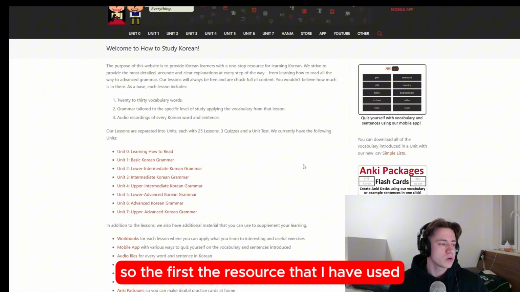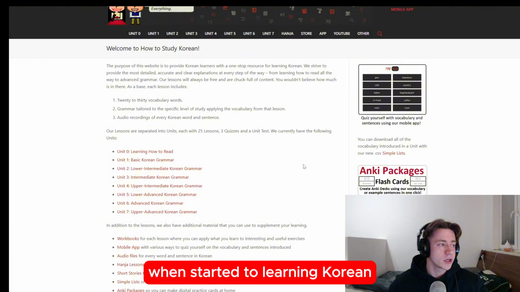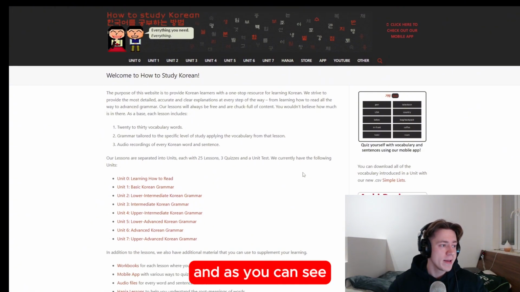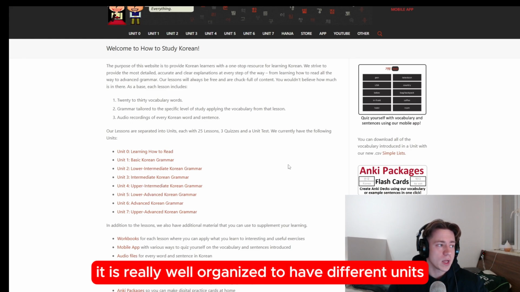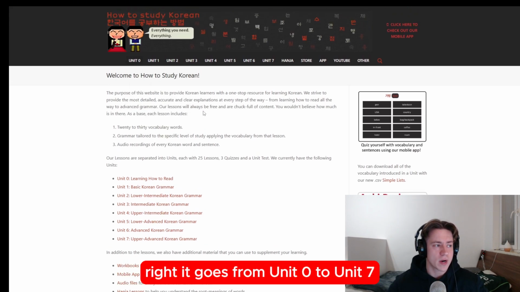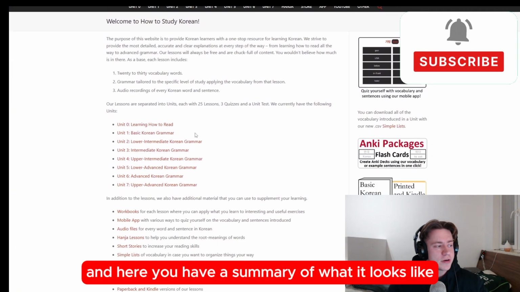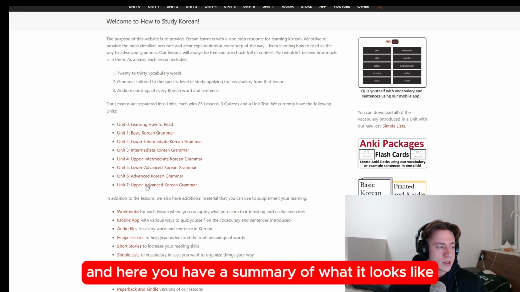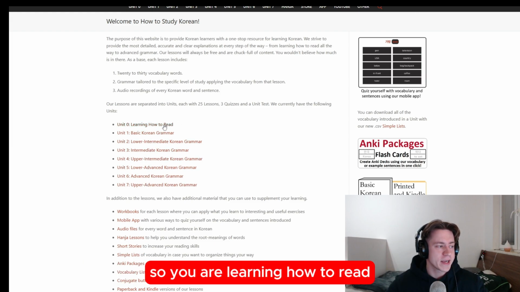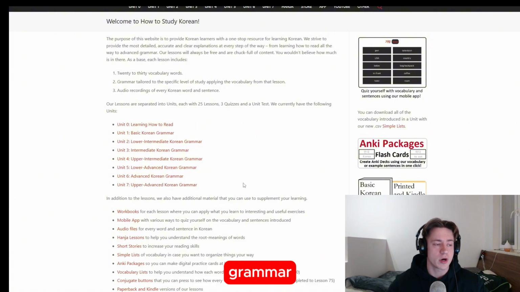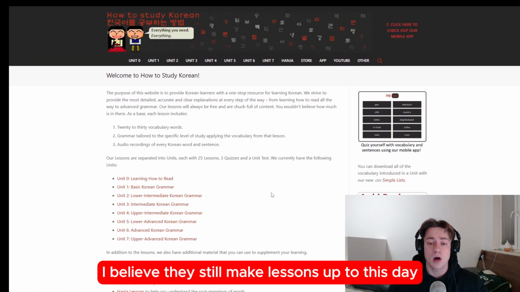The first resource that I used when I started learning Korean was this page. It's called howtostudykorean.com, and as you can see, it is really well organized. You have different units, right? It goes from unit 0 to unit 7. They also have Hanja classes, so it's really good. And here you have a summary of what it looks like. You learn how to read and then you progress until upper advanced Korean grammar. I believe they still make lessons up to this day.